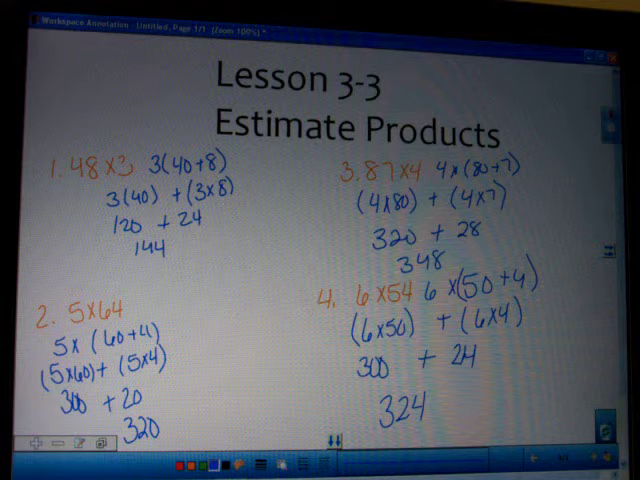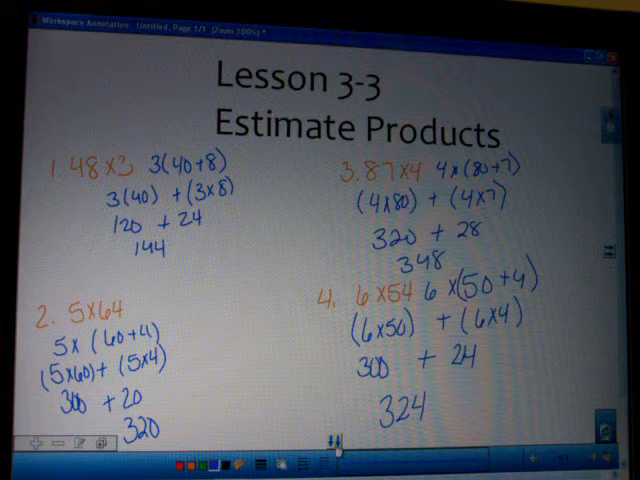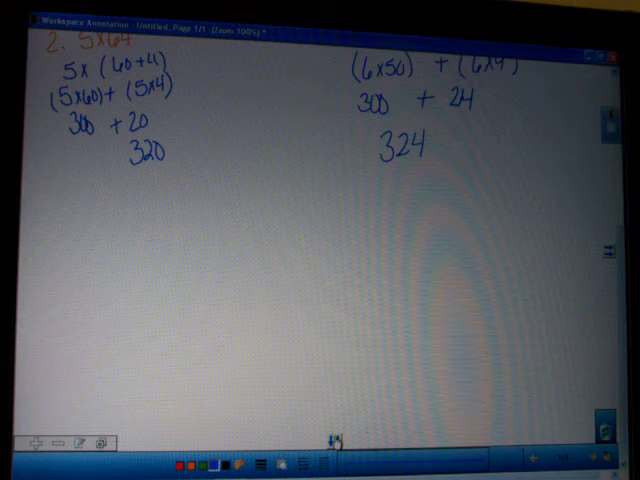Well, for today what we're going to do is we are going to be estimating products. And the fun thing about estimating products is that as long as you show how you estimate the numbers, there's really no wrong way to go about using it.